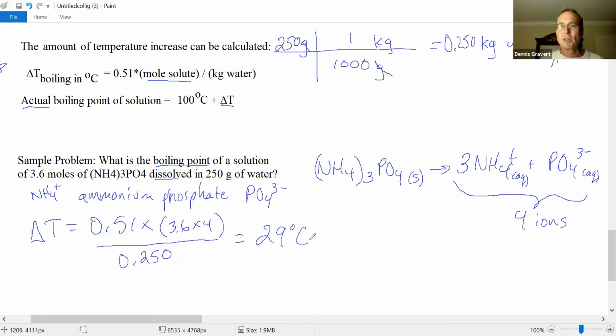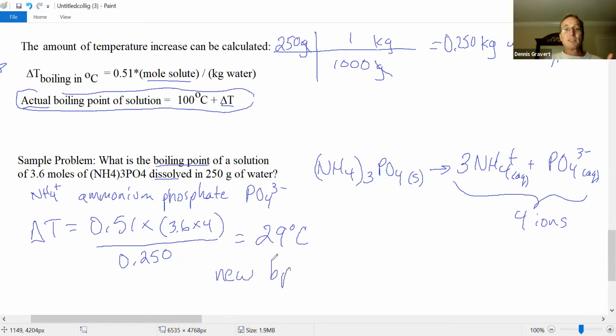Is that the new boiling point? No. Water boils at 100. And if you had solutes, the boiling point is supposed to go up, and 29 is not above 100. No, you have to add it to 100 degrees, right? So the boiling point of this solution, the mixture, is 100 plus 29. It's 129 degrees.